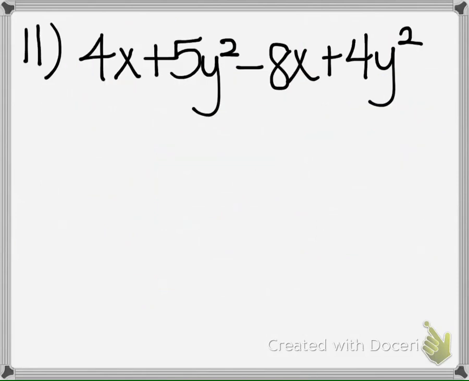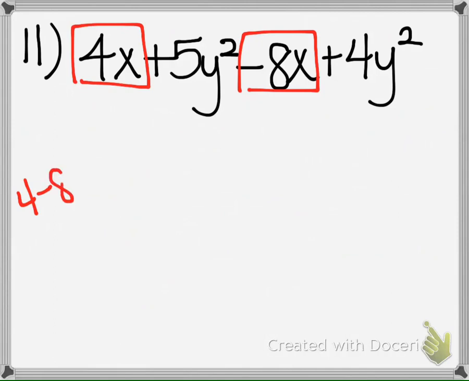Alrighty, example 11 here. So here we have x's and y's, so the x's will go together. So we have 4x and negative 8x. So we're going to solve 4 minus 8 here, or combine a 4 with a negative 8. And 8 is bigger, so negative. They're different, so we subtract.